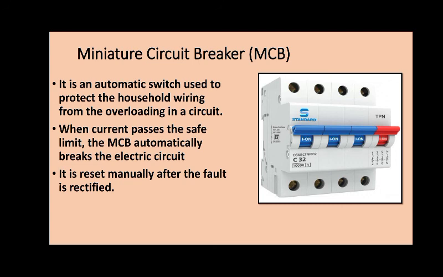Then the miniature circuit breaker. It is an automatic switch used to protect household wiring from overloading in a circuit. Nowadays, in place of fuses, we use miniature circuit breakers, which are commonly known as MCBs. When current passes the safe limit, the MCB automatically breaks the electric circuit, and it is reset manually after the fault is rectified. So we switch it on again.